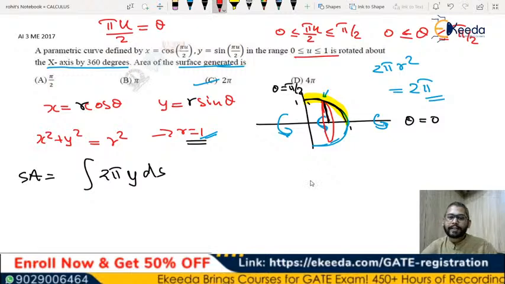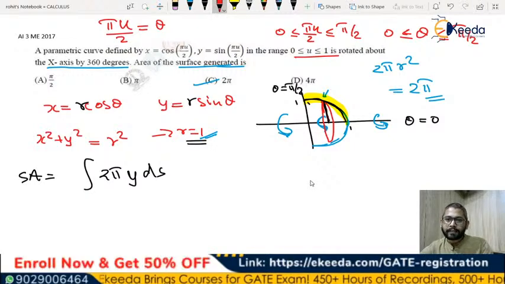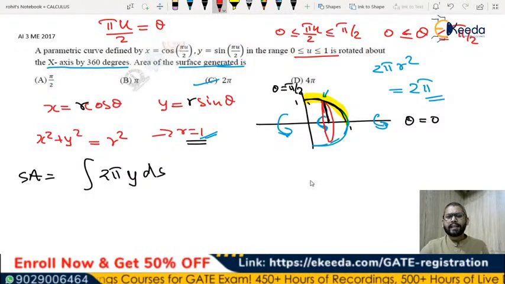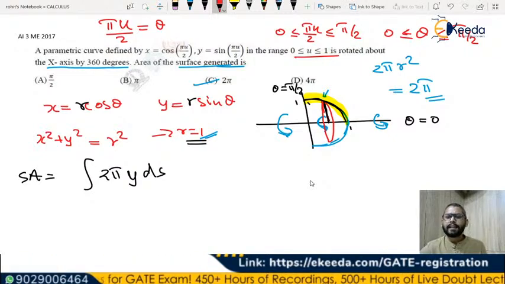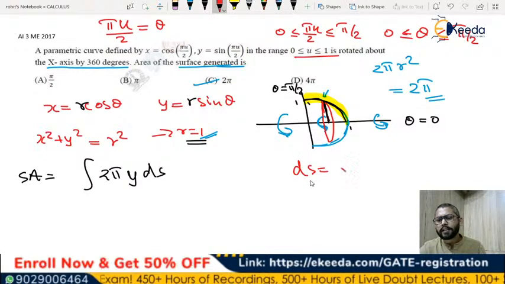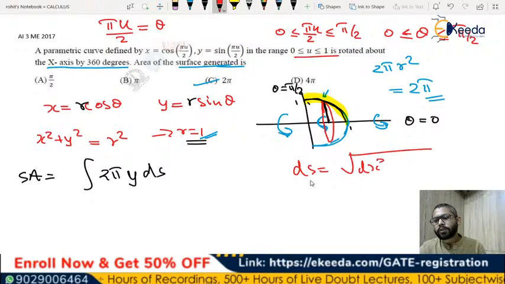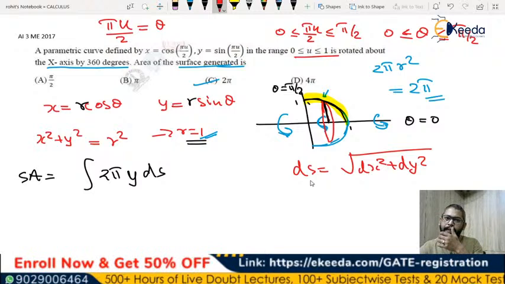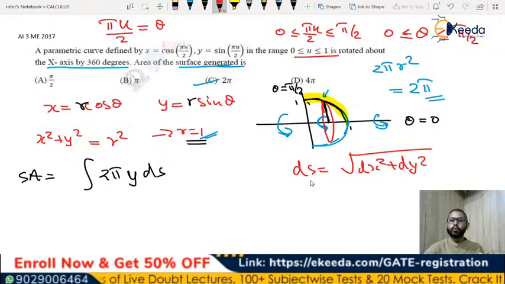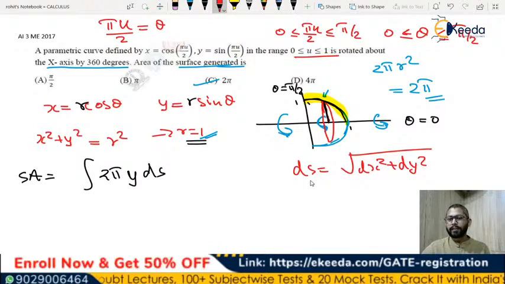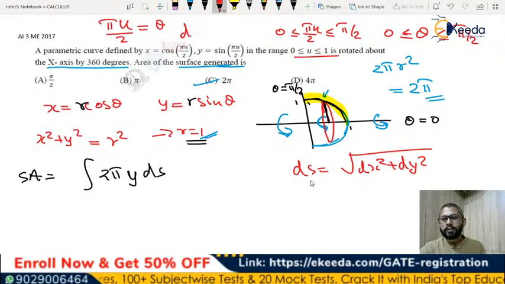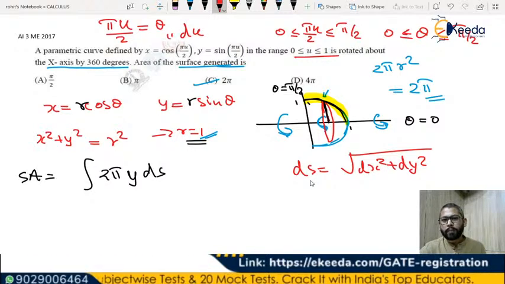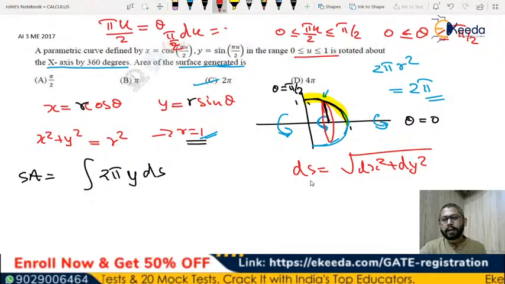So my point is, if you are trying to do it like this, again you can still take ds equal to cos theta and sin theta, and ds is nothing but the square root of dx square plus dy square. You substitute this. Even if you are taking it as theta instead of pi u by 2, then also you'll get the same thing. I mean, you don't have to do this du is equal to pi by 2 d theta.